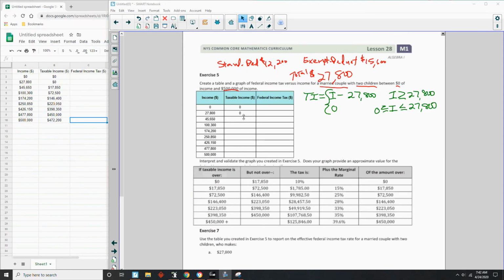Okay, so I put them side by side so they won't keep disappearing on me. So now I just want to type in these values over here into my table. So that's going to be 17,850, and then 72,500. Let me put commas in there too.